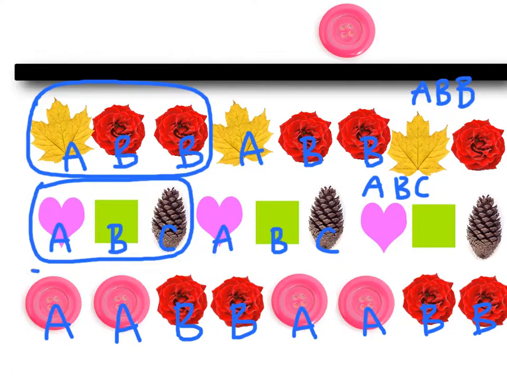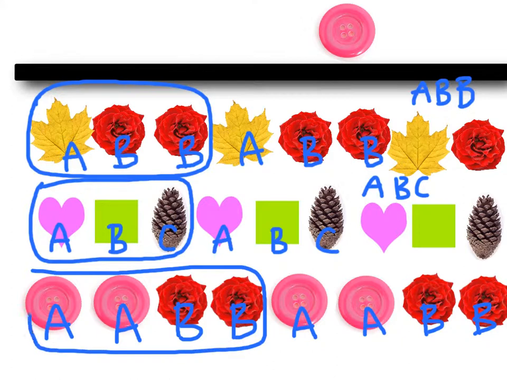Now, let's circle the part of the pattern that repeats. It's the button, button, rose, rose part that repeats. So this is, as we can see, next to each of those items, an A, B, B pattern.